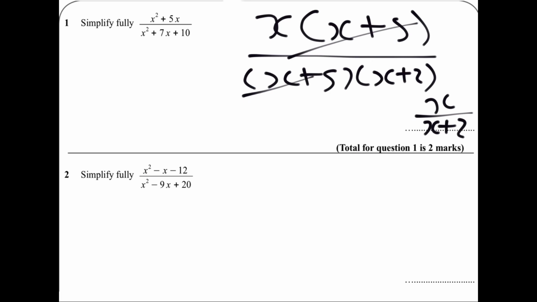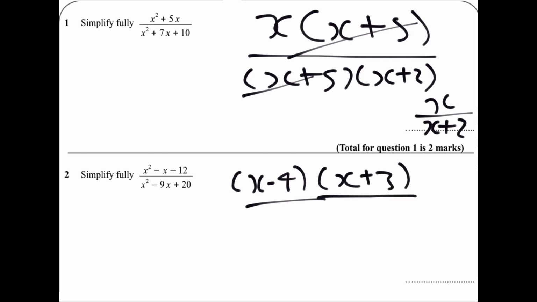Now, the second question is the same concept. We need to factorize the numerator and the denominator, find the common terms, cancel them out, and we have our answer. So, factorize x squared minus x minus 12. So two numbers which add to make minus 1 and multiply to make minus 12. So we know that's x minus 4, x plus 3.